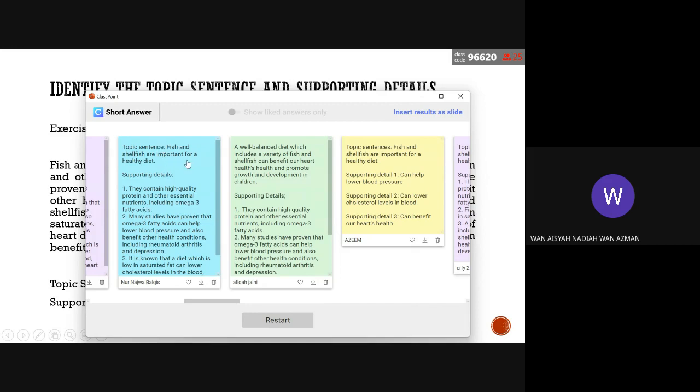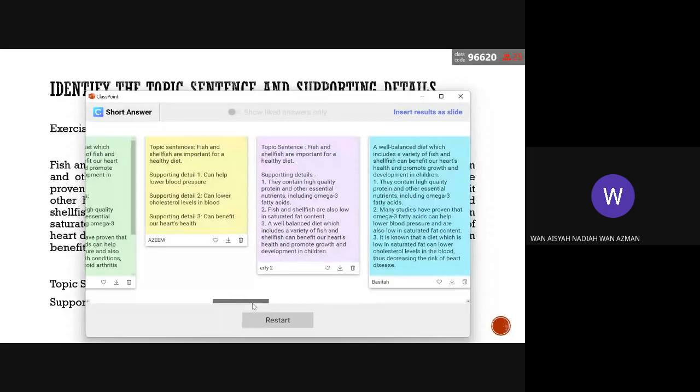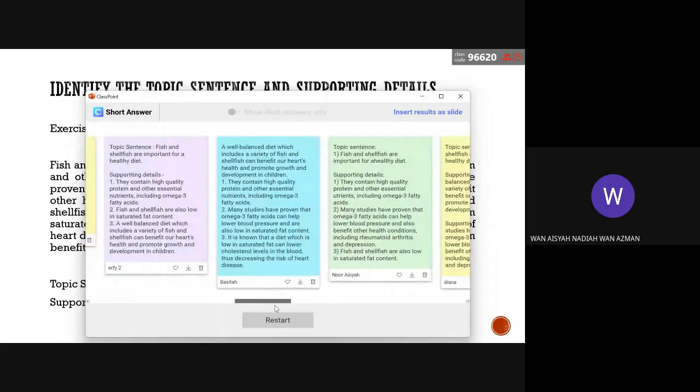So the first paragraph here, okay, is the most general statement and it sums up the whole paragraph. So the correct topic sentence would be the first sentence, which is this one. Okay, fish and shellfish are important for a healthy diet. Okay, so well done. And then for the supporting details, okay, supporting details, yes. Okay, they contain high quality protein and other essential nutrients, including omega-3 fatty acids.